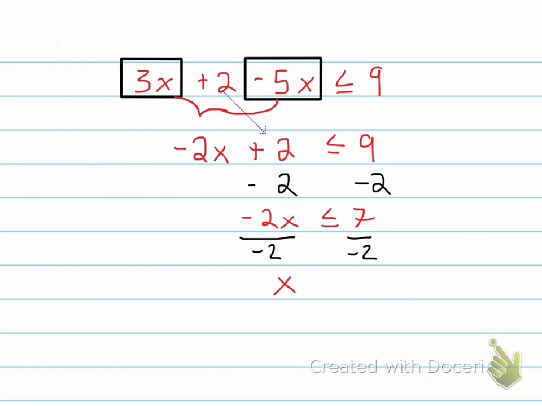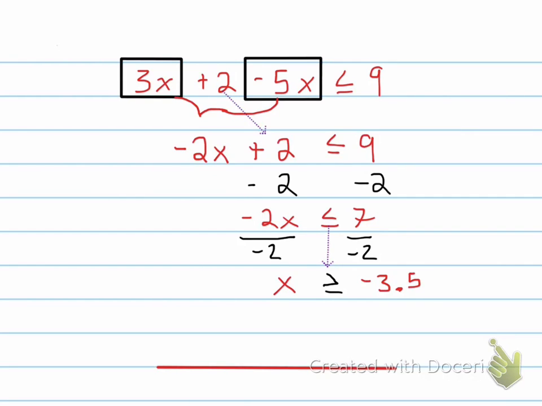We don't know what that is. You could do this in your calculator, and you could get negative 3.5, or negative 3 1/2. But this guy, we divided by a negative, so it is greater than or equal to. Okay? And we need to graph this now. Another greater than or equal to. I'm showing you all greater thans.